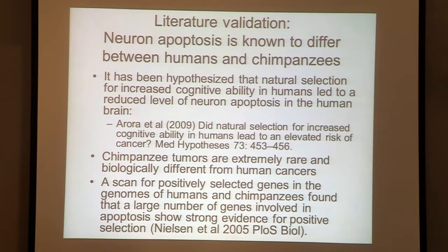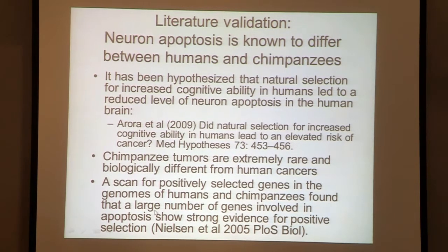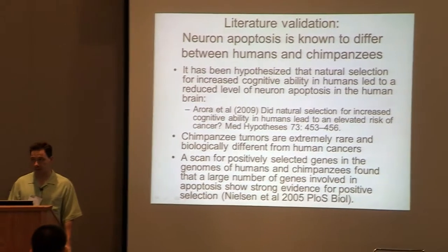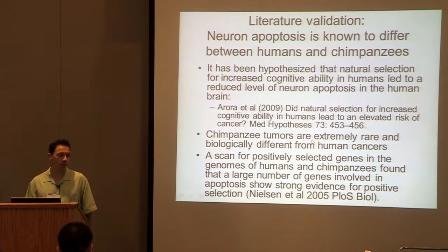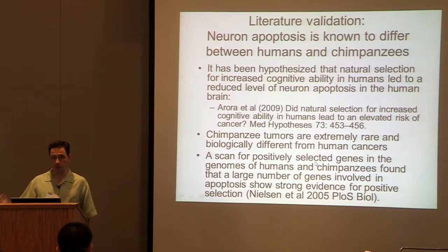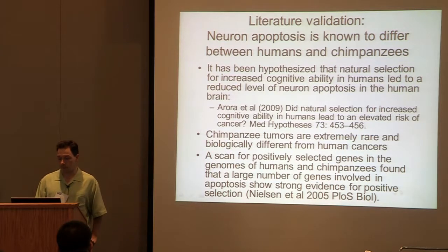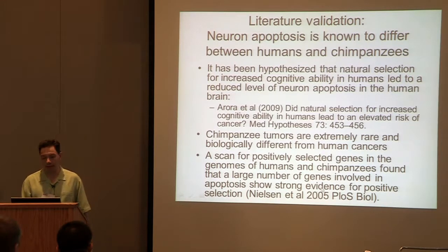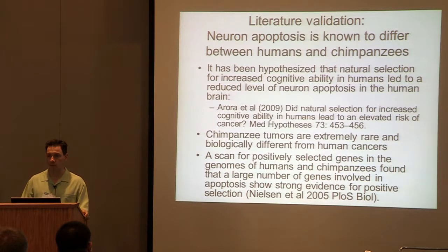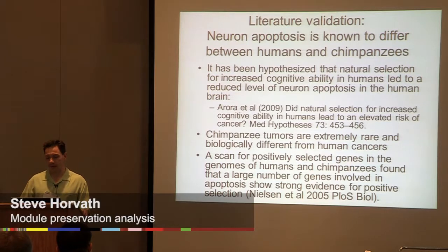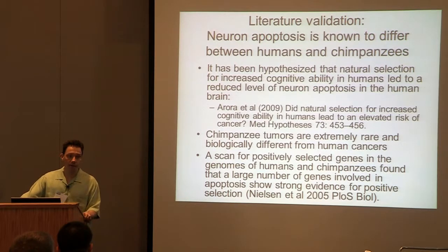And it seems then that chimpanzees have a more active apoptosis mechanism. For example, chimpanzee tumors are extremely rare and biologically different from human cancers. Chimpanzees are actually very bad model organisms for studying human cancer. And also, there were publications that showed that apoptosis genes show strong evidence for positive selection. So there is really a difference between humans and chimpanzees when it comes to apoptosis. And so this suggests to me that our findings could be real.